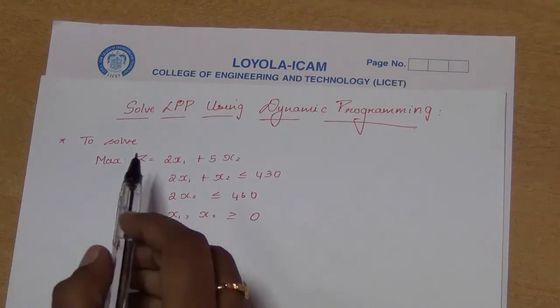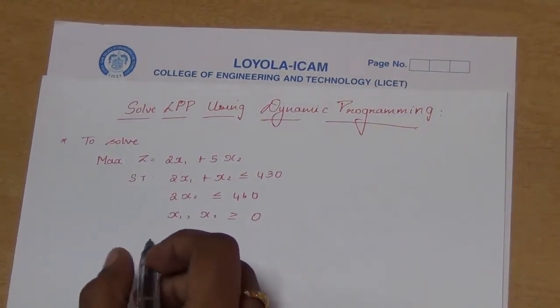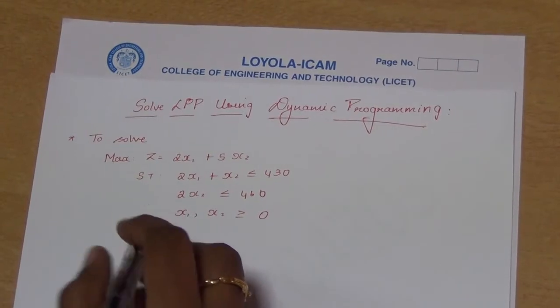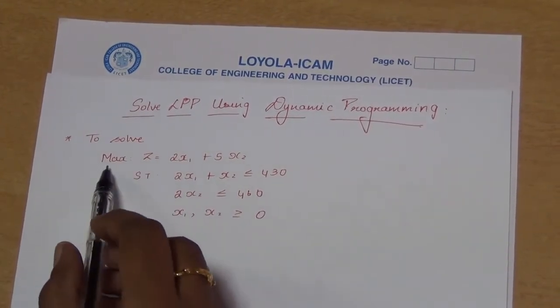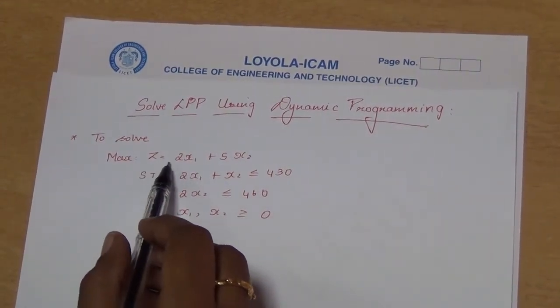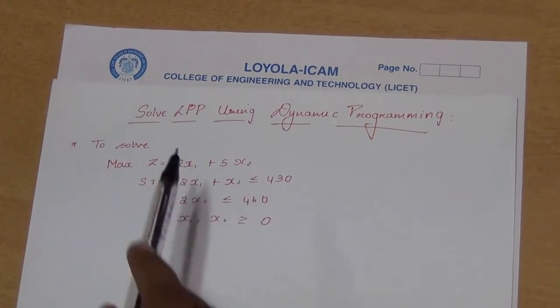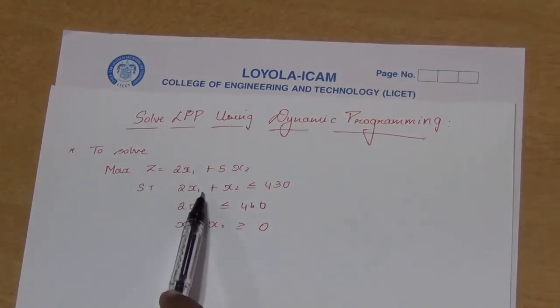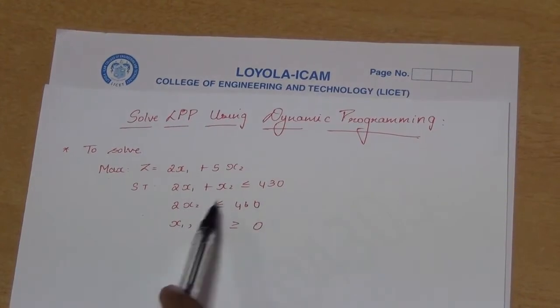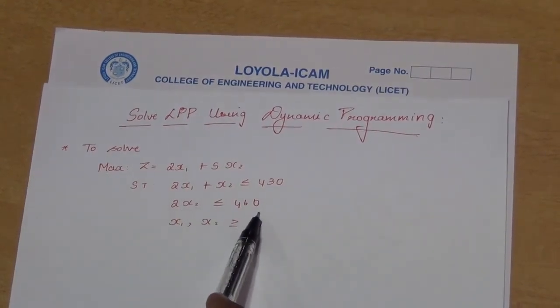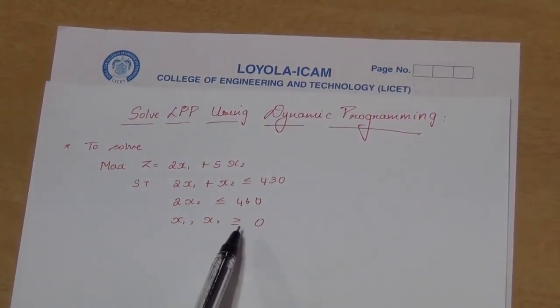Now let's see how to solve a linear programming problem using the dynamic programming technique. The problem given to us is a maximization. The objective function is 2x1 plus 5x2, subject to the constraints 2x1 plus x2 less than or equal to 430, 2x2 less than or equal to 460, and x1, x2 greater than or equal to 0.